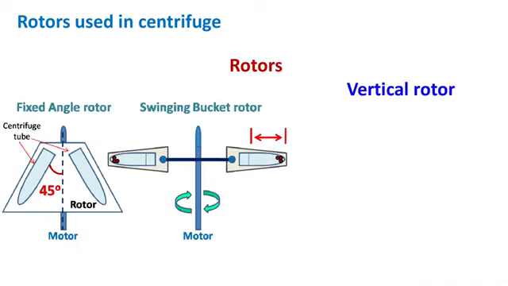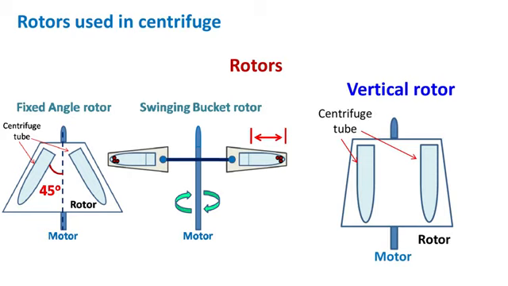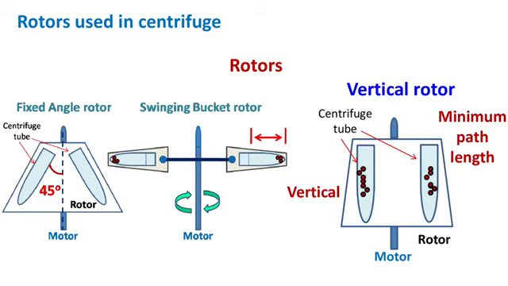Vertical rotors. As the name suggests, the centrifuge tubes are held in a vertical position. Here, the path length traveled by the particles is minimum as they are moving from one side of the tube to the other and not from top to bottom. The particles are usually accumulated on the side of the tube.